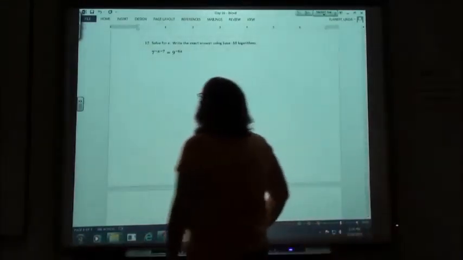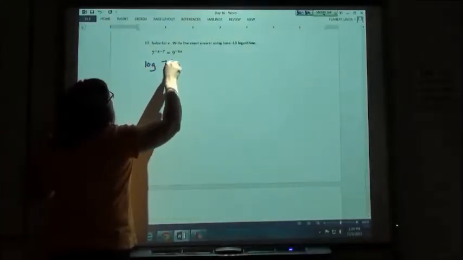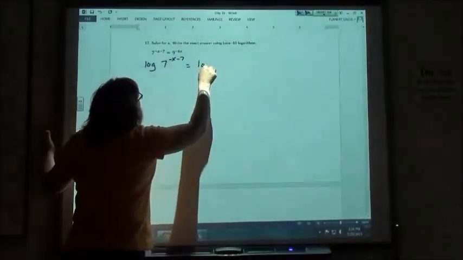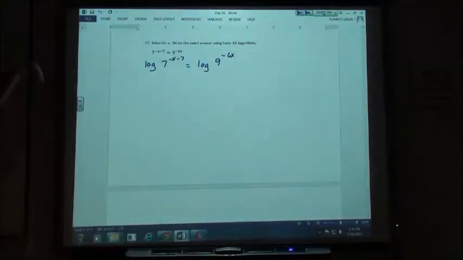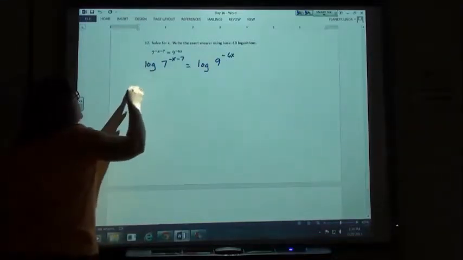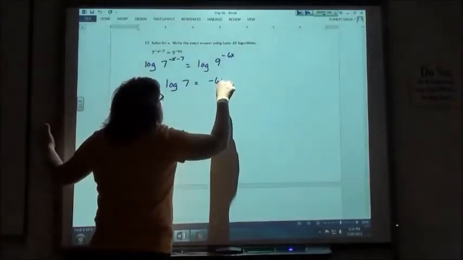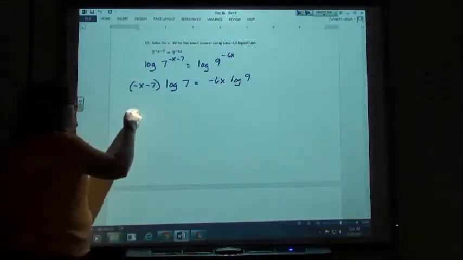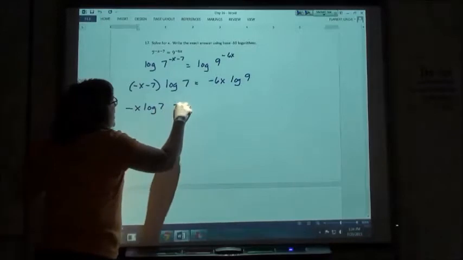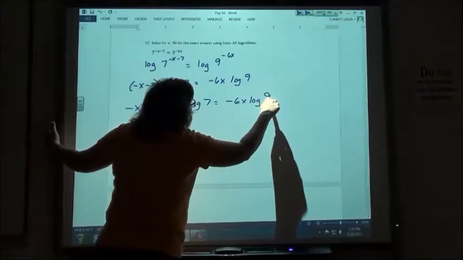Number 17, again, we have a base 7 and a base 9. No way you're going to get those written with the same base, so we're going to take the log of both sides. The log of 7 to the negative x minus 7 equals the log of 9 to the negative 6x. Now that they're written as logarithms, we can multiply our logarithm by our exponent. So negative x minus 7 times the log of 7 equals negative 6x times the log of 9. Using our distributive property, negative x log of 7 minus 7 log of 7 equals negative 6x log of 9.